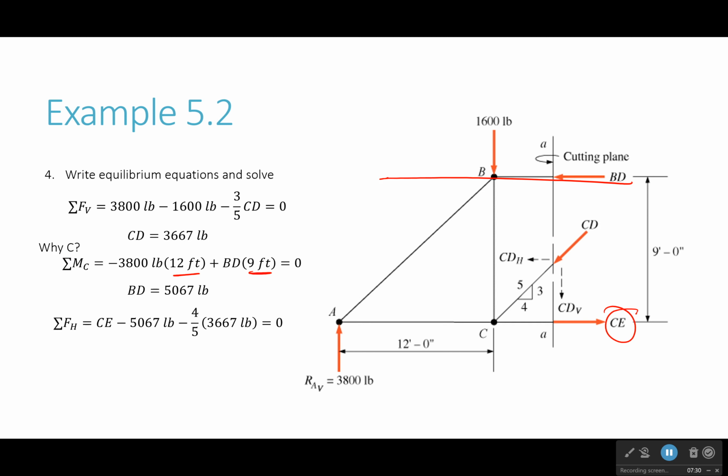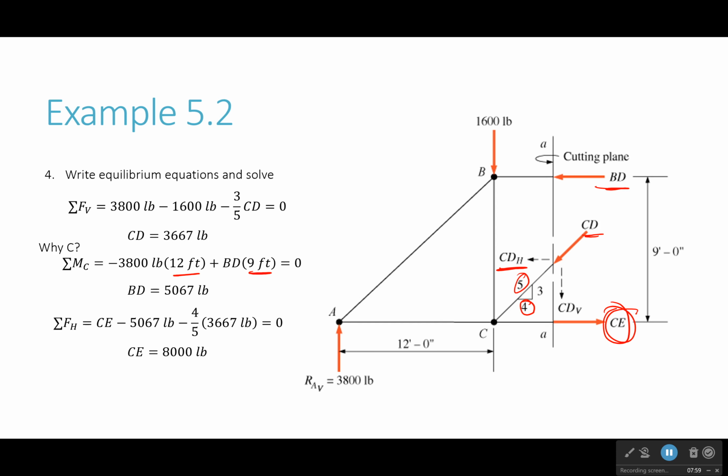So I'll use the forces in the horizontal direction. And I know BD, so we're good here. I know CD and can therefore find the horizontal component, which is just the horizontal component of the slope triangle over the hypotenuse, times that. And then I have CE. So CE is pointed to the right, that's positive. Everything else is pointed to the left, which is negative. And I solve and get that CE is equal to 8,000 pounds. And look at that, we're done.